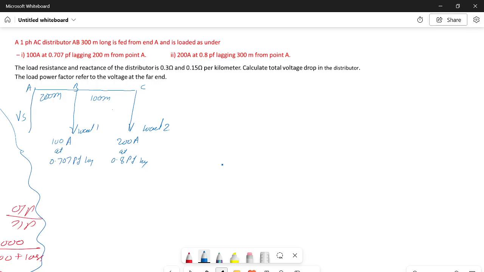And resistance and reactance of distributor. So it has a resistance of 0.3 ohm and reactance equal to 0.15 ohm per kilometer. Okay, and we have to calculate the voltage drop in the distributor. So what we have to calculate is the voltage drop from A to C. So at A will be my sending end voltage and at C will be the receiving end voltage.